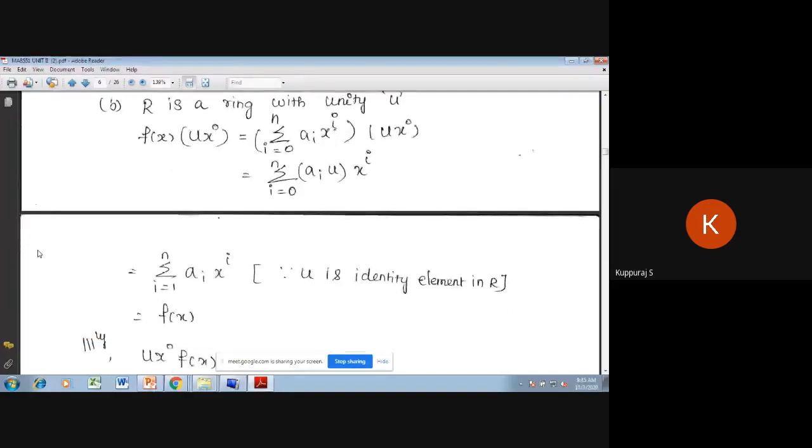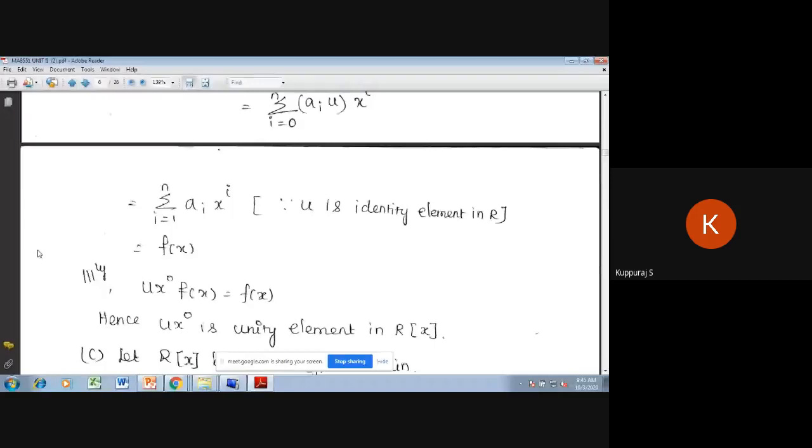So u into x power 0 is the unity in the polynomial ring R of x. If R has the unity, then the polynomial ring R of x also has the unity. So u into x power 0 is the unity in the polynomial ring R of x. Okay, the second corollary is proved.